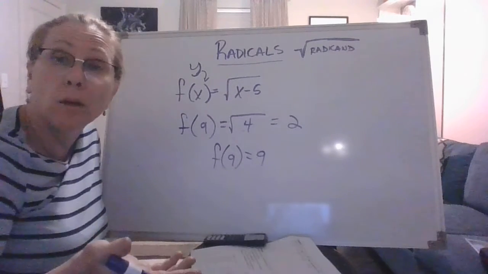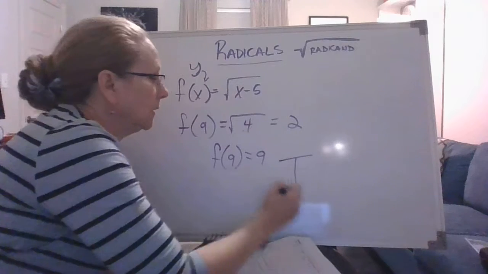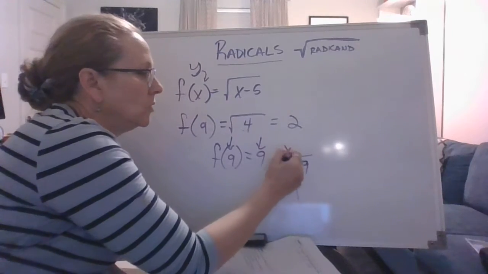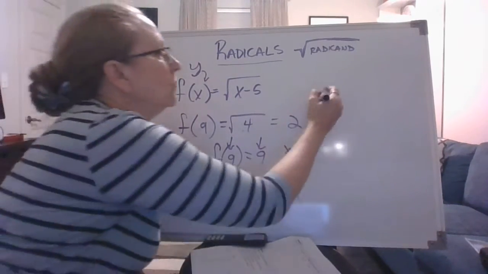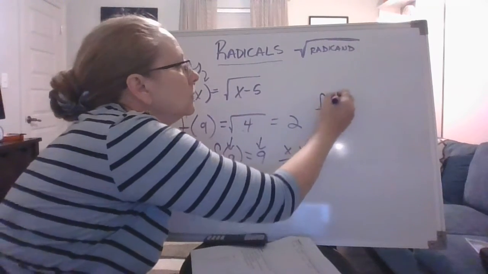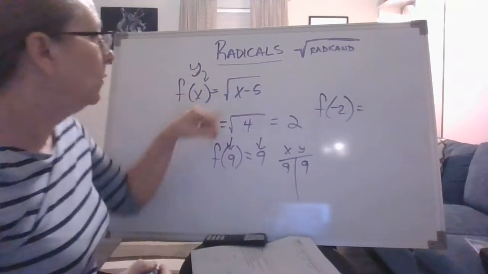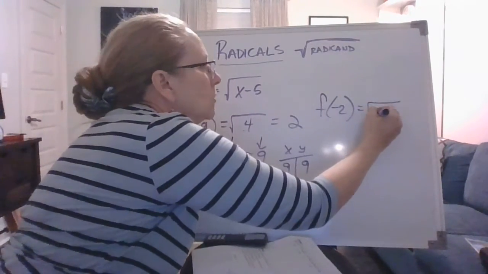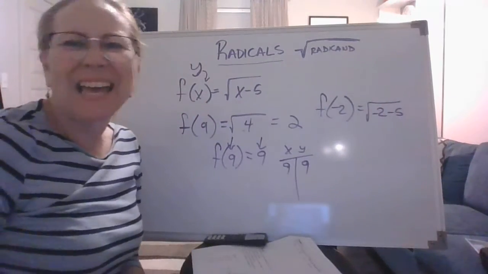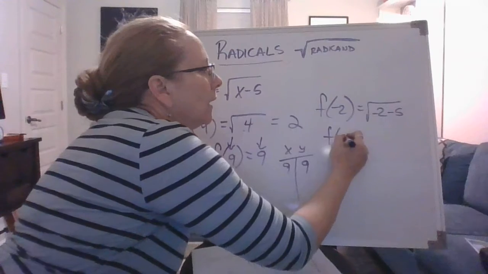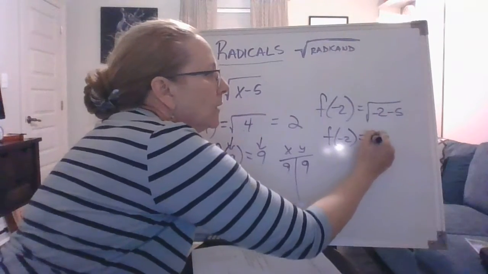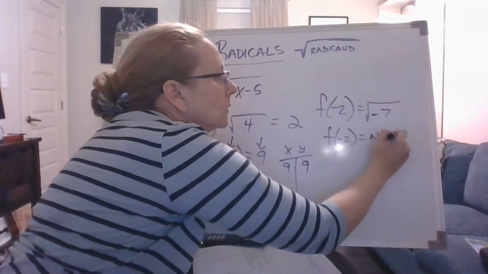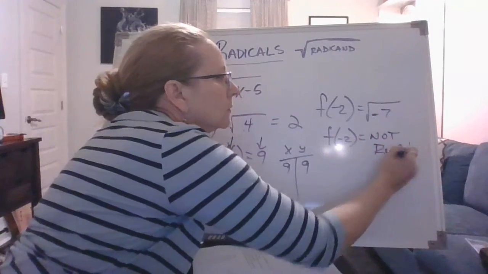That's it. Now, if we were going to graph it, this is your x value, 9. This is your y value, 2. If they ask you for f of -2, we would still plug in -2 for x minus 5. F of -2 is not defined because that would be -7, so not a real number.